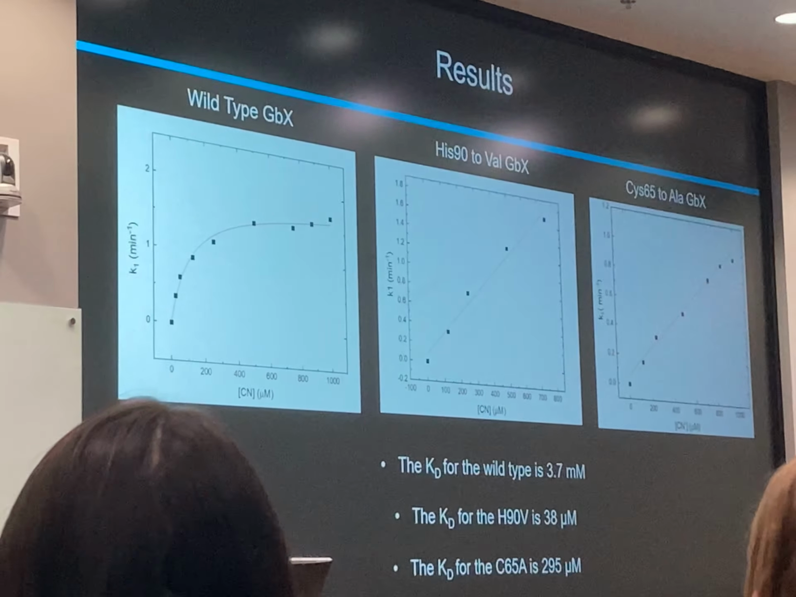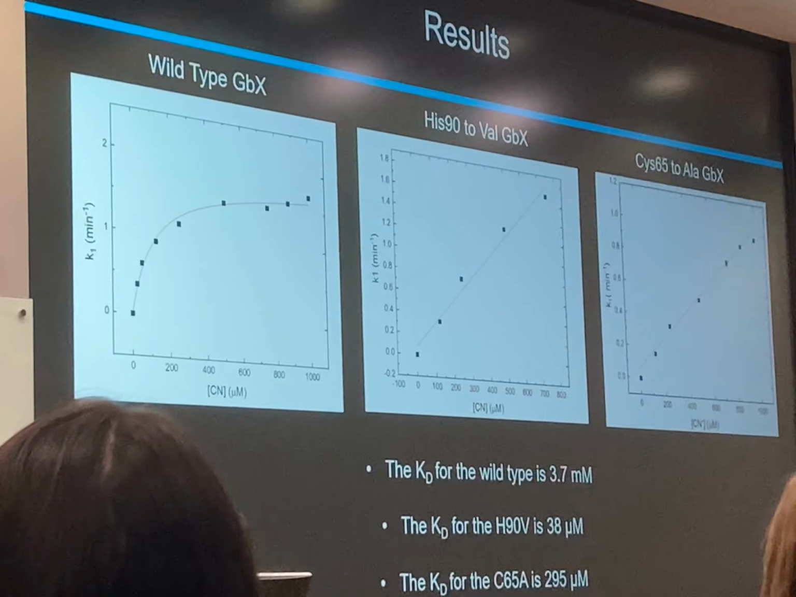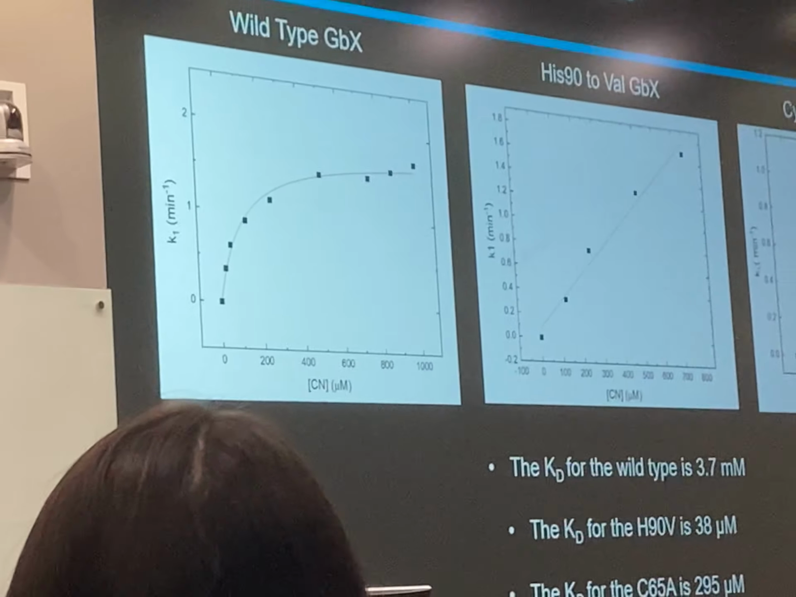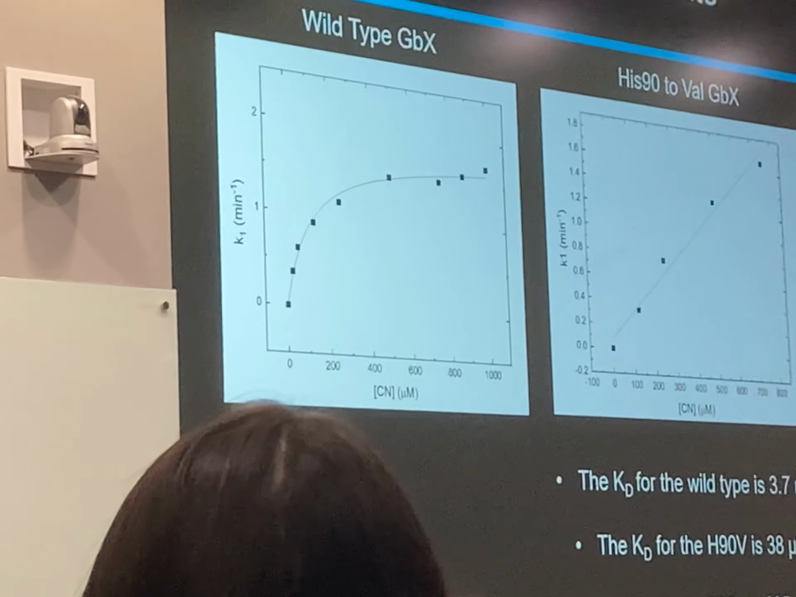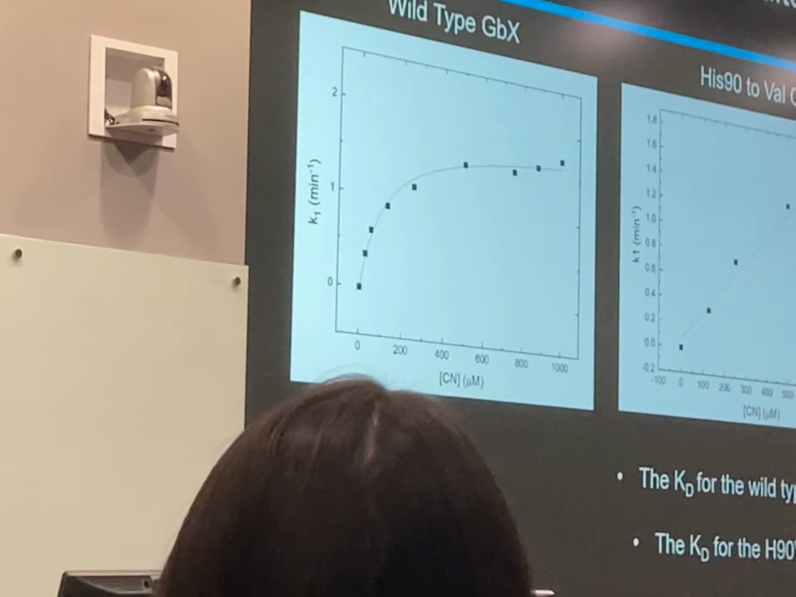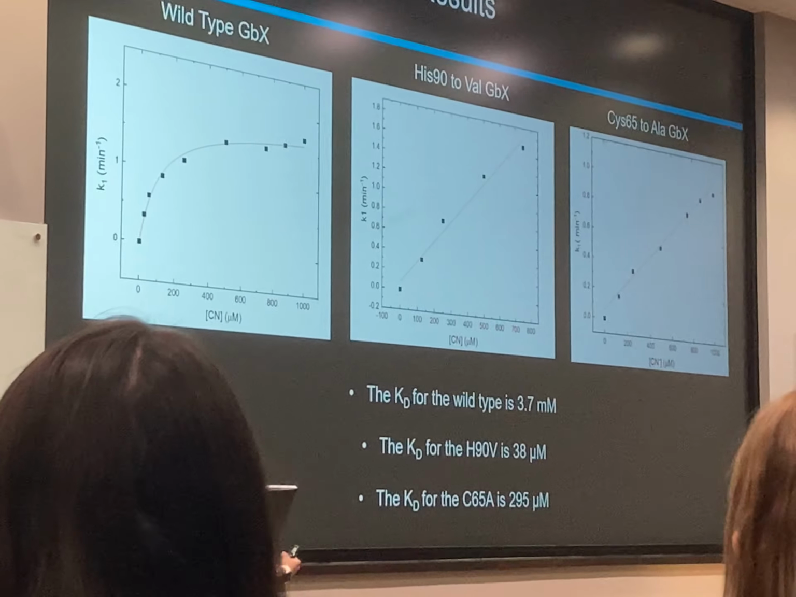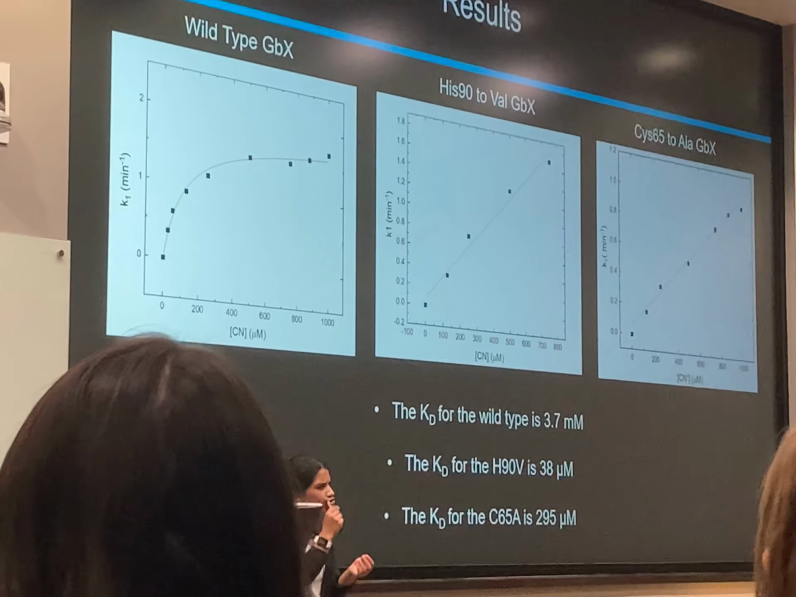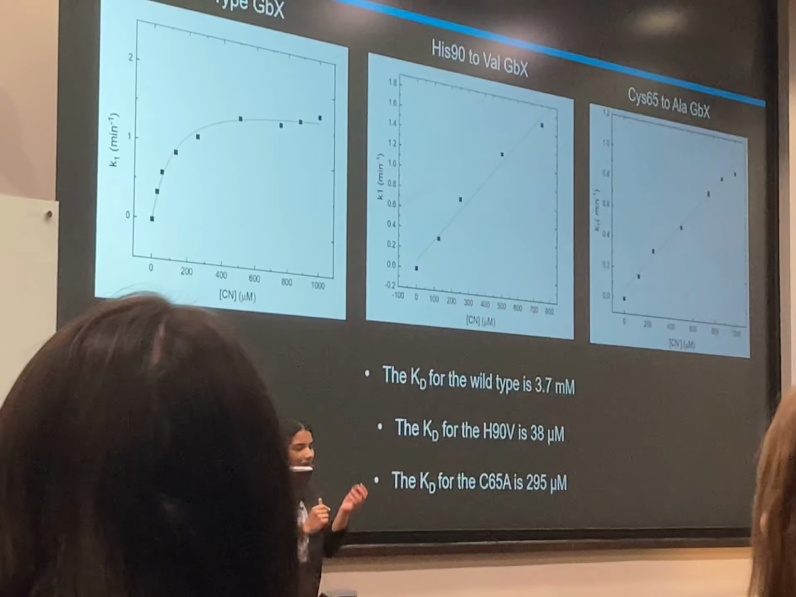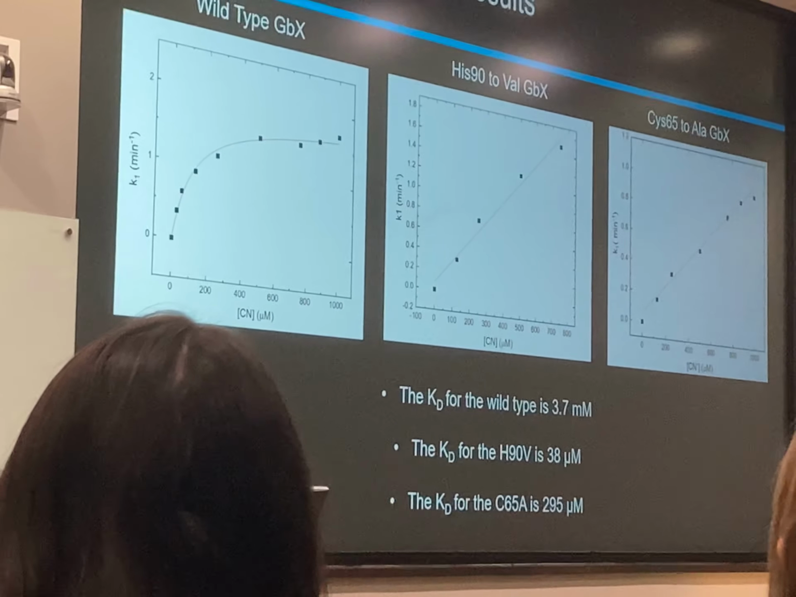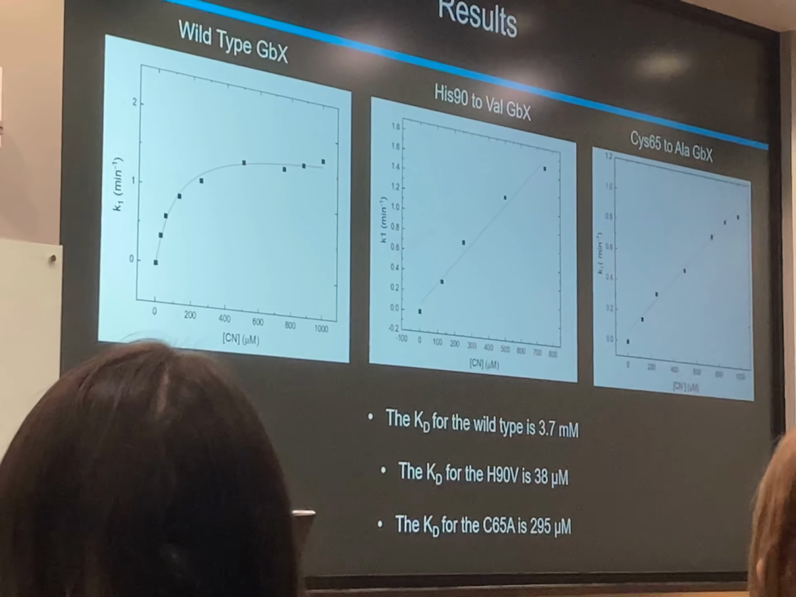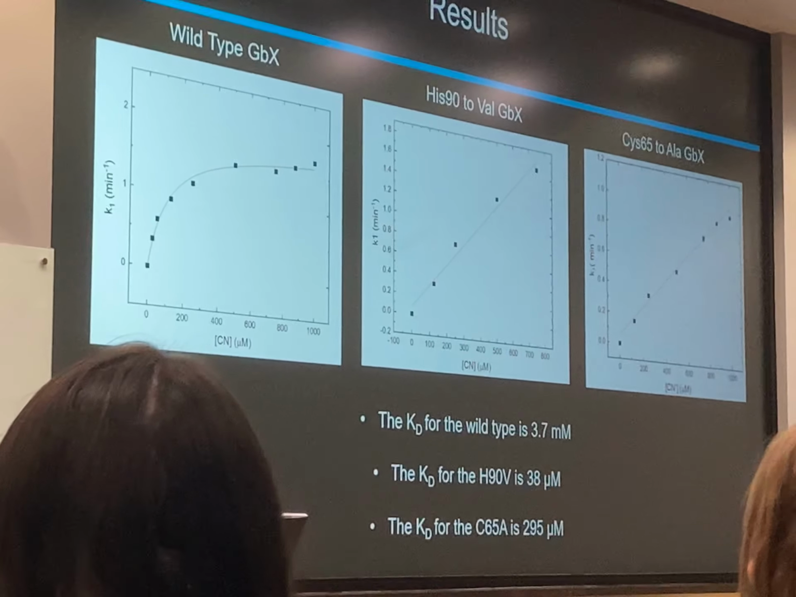Now, let's move on to the results of my experiment. So right off the bat, for wild-type globin X, we see that there's a non-linear relationship between the rate constant and the cyanide concentration. This is because that distal histidine is so tightly bound to the iron, it limits how quickly the cyanide can bind to the iron, thus leading to that non-linear relationship.